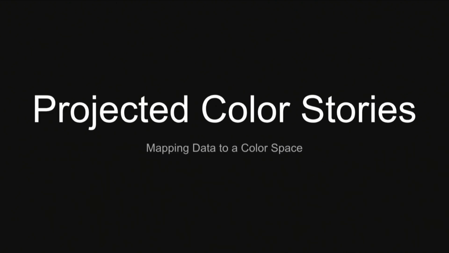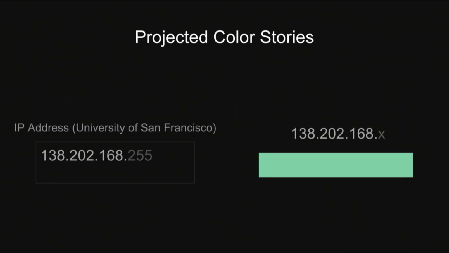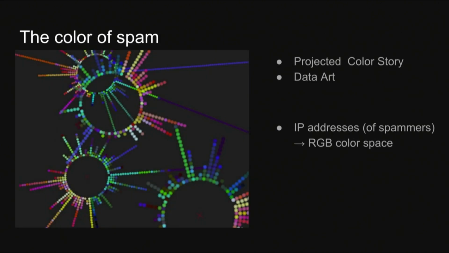Projected color stories are when you have data that naturally maps to a color space, like say an IP address. The IP address of the University of San Francisco maps to this beautiful teal green. I did a project several years ago where I was really frustrated with spammers who were taking advantage of my servers. And I noticed this correlation between IP addresses and color space. So I created this weird jellyfish radial thing, and each color represents the IP address of a spammer who really, really annoyed me.